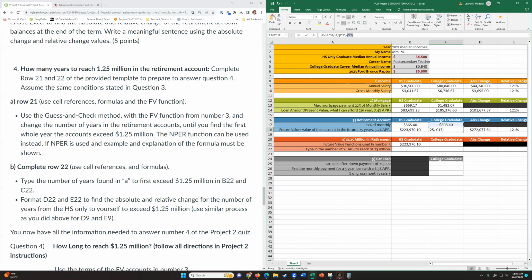Do the same thing for this one. I'm going to highlight all of that. Then I want to hit enter so it actually doesn't get rid of my formula. Click down here and paste it, okay? Or you can manually type the formula in again. That is fine as well.